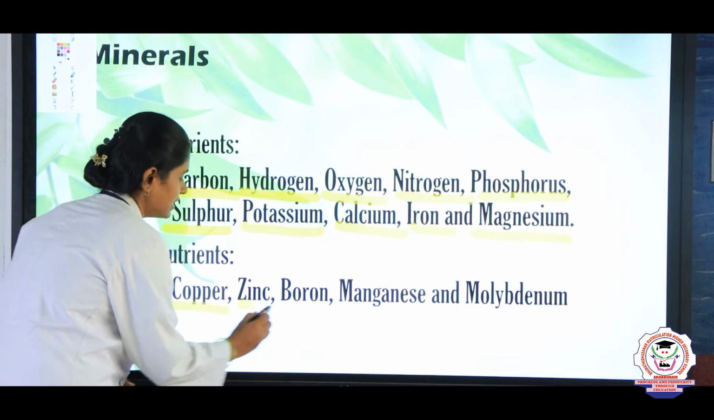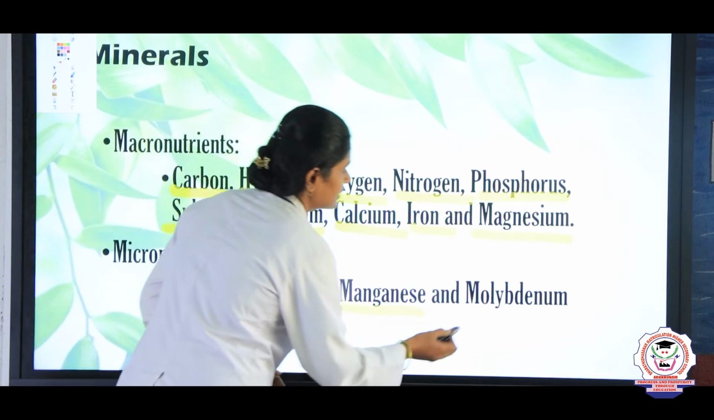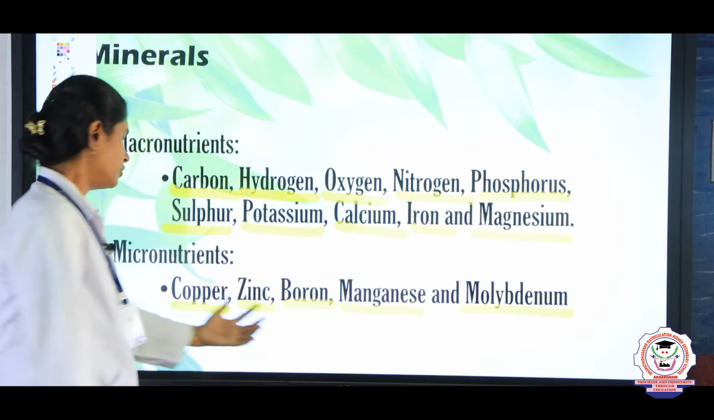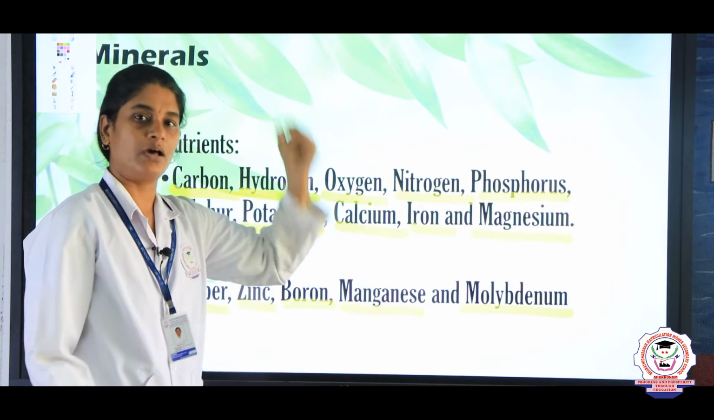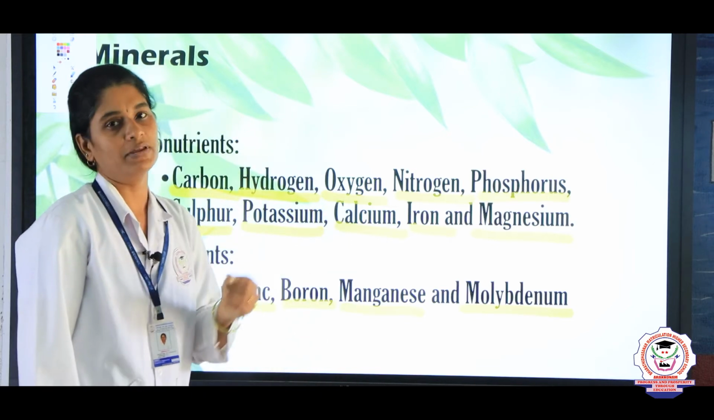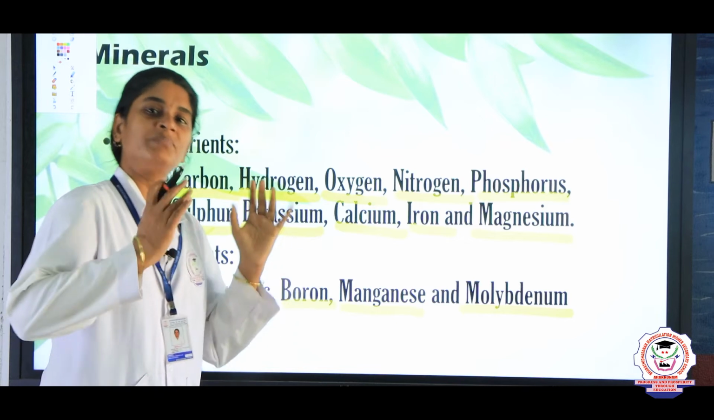So, copper, zinc, boron, manganese and molybdenum. These are all very important. The micronutrients are very important; even though they are needed by a plant in a lesser quantity, they are also very important for the survival of the plant.